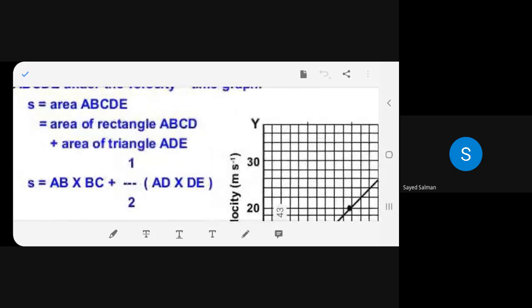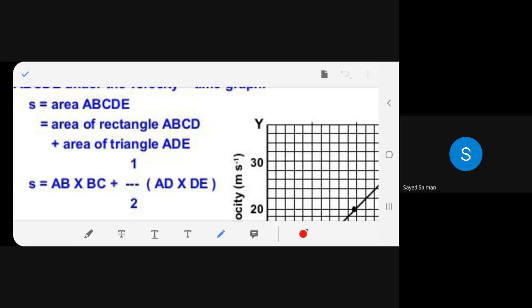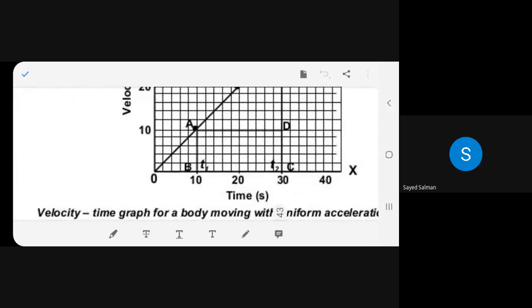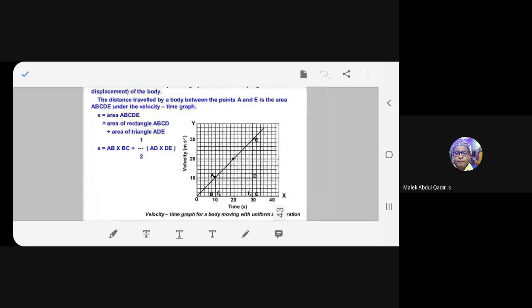So what we got: area ABCD is the area of rectangle ABCD and the area of triangle ADE. Now, let's go back. What is the area of the rectangle? AB into BC. Area is AB into BC of rectangle ABCD. Is it okay with all of you? Yes, AB into BC. Let's check.